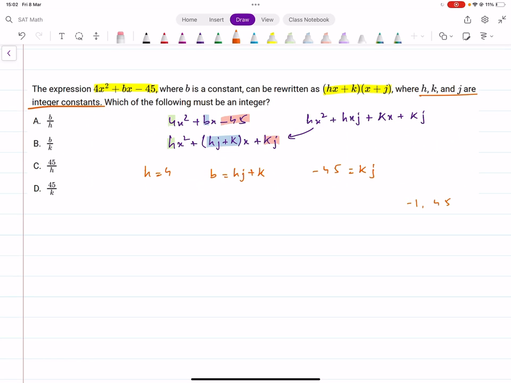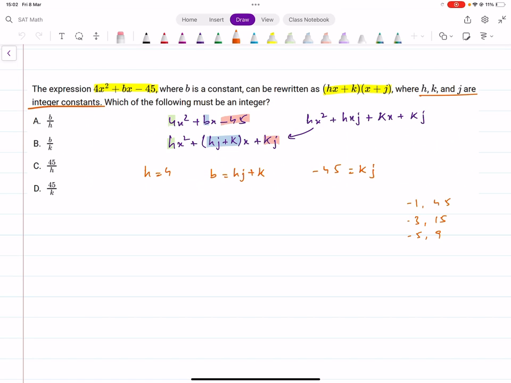Let's keep this as minus, for instance. Another possibility could be minus 3 and 15. Then we could have minus 5 and 9. And that's it. The other way around as well. These are the 6 possible combinations that we could have. Now, what are they giving us here?